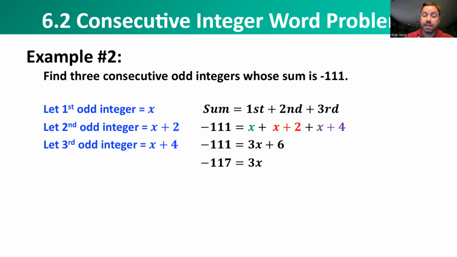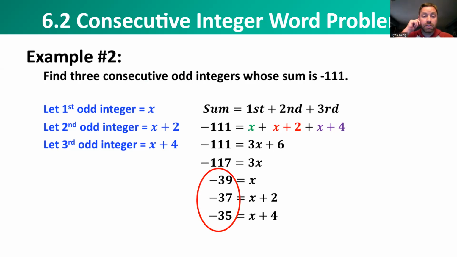Subtract 6 from both sides, I get negative 117 equals 3x. Divide by 3, I get negative 39. Now, you do want to be very careful here. It's very easy to go negative 39, negative 41, negative 43. Remember what happens when you add. It gets closer to 0. So negative 39 plus 2 would be negative 37. And negative 39 plus 4 would be negative 35. And those are my three odd integers. And that is consecutive integers. We'll do some more word problems with our last lesson this week.